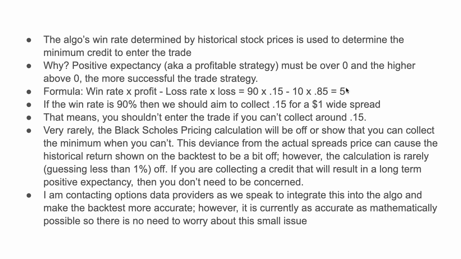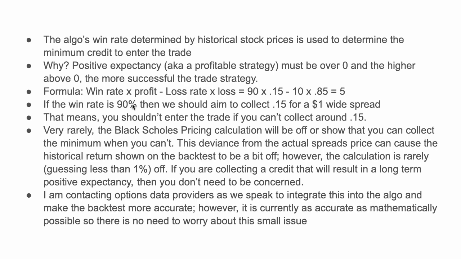So let's take a generic strategy. Let's say our strategy that we're using here with the algo has a 90% win rate, and you're able to collect 15 cents. Okay? So if you have a 90% win rate and collect 15 cents, that means you have a 10% loss rate and you'll lose 85 cents per trade. That's just how spreads work. That means you'll have a long-term positive expectancy of 5. Or because each options contract represents 100 shares, you're going to make long-term $500 over 100 trades with a $1 wide spread. That's kind of what to expect.